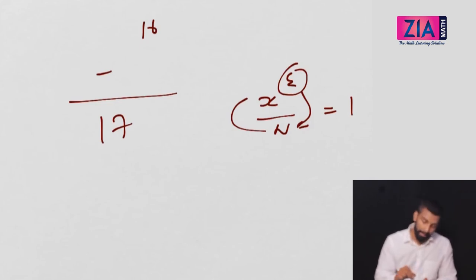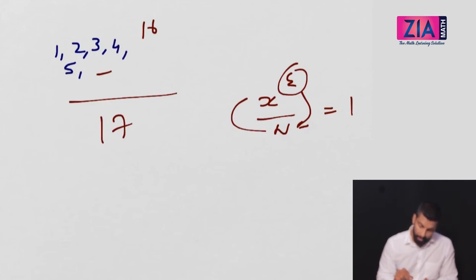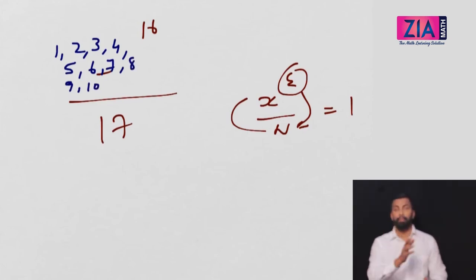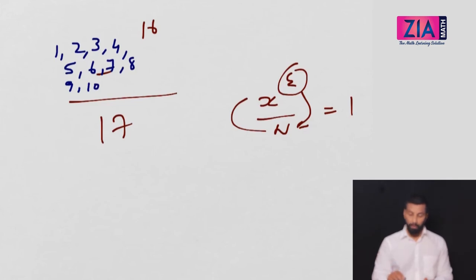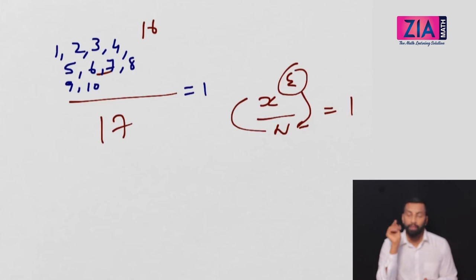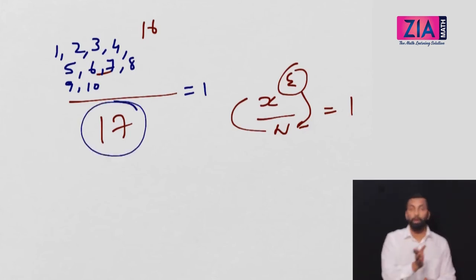You can write 1 here, you can write 2 here, 3, 4, 5, 6, 7, 8, 9, 10 here. Any number you write, you will get remainder 1, because all these are coprimes with 17. Why are all coprime with 17? Because 17 is a prime number. So there are no multiples.